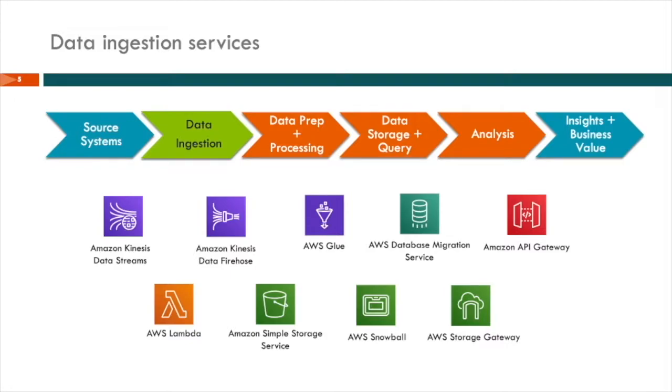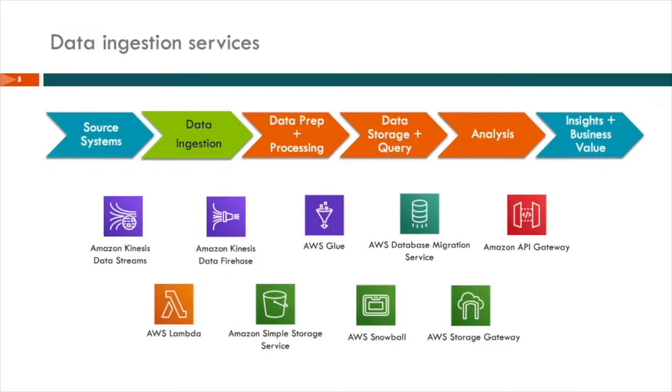And then there are other tools like API Gateway and AWS Lambda that allow you to build things like REST interfaces that people can use to publish data into your ecosystem. Things like Simple Storage Service, which provides a mechanism for storing large amounts of data very inexpensively.